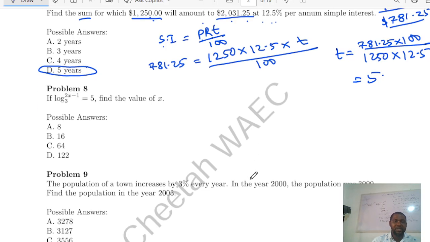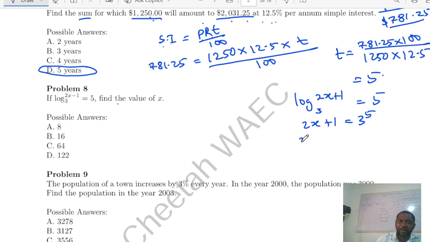Now the next one says, if log of 2x plus 1 to base 3 is equal to 5, find the value of x. This is quite easy. We can use the index rule to get this. Log 2x plus 1 to base 3 equals 5. I can raise 3 to the power of 5. That means 2x plus 1 is equal to 3 raised to the power of 5, which is 243. You can see.